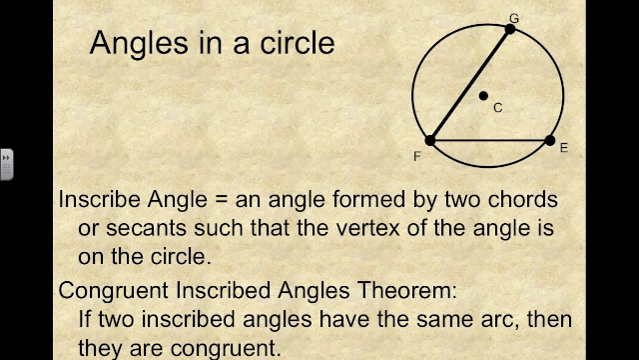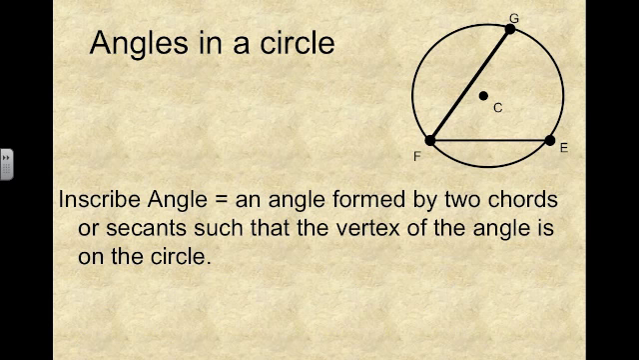There is the congruent inscribed angles theorem. And it says if two inscribed angles have the same arc, then they are congruent. Some of you found that out in the investigation. As you moved that point D around, the angles always stayed the same value all the way around. Because any two inscribed angles that have the same arc have to have the same measure.